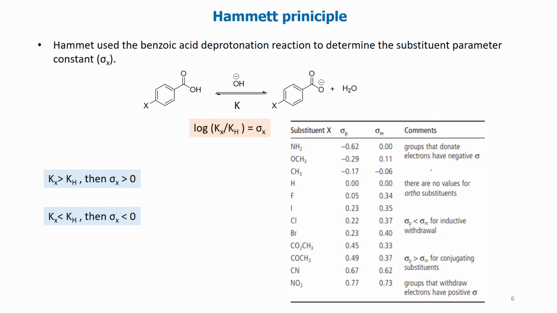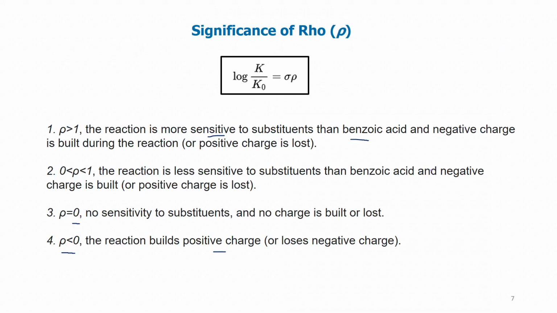When Hammett tried different substituents, for an electron withdrawing substituent, the reaction is more feasible toward the right hand side, giving a high K value, while electron donating groups give a very low K value, whereas sigma is less than 0. According to the Hammett equation, log K by K0 equals rho sigma.